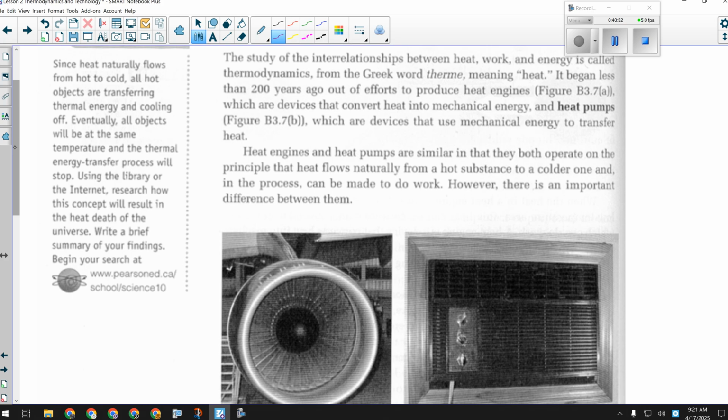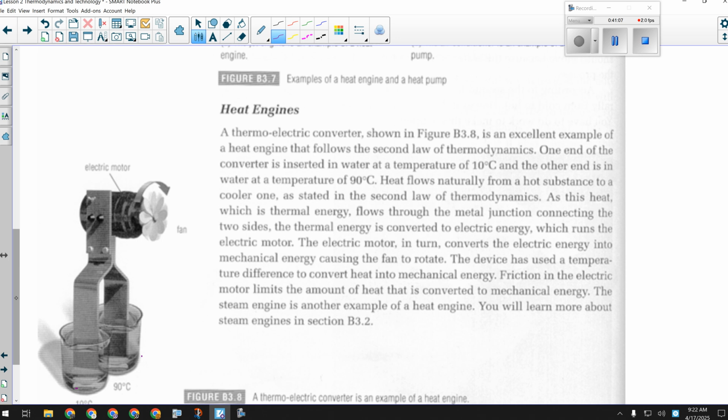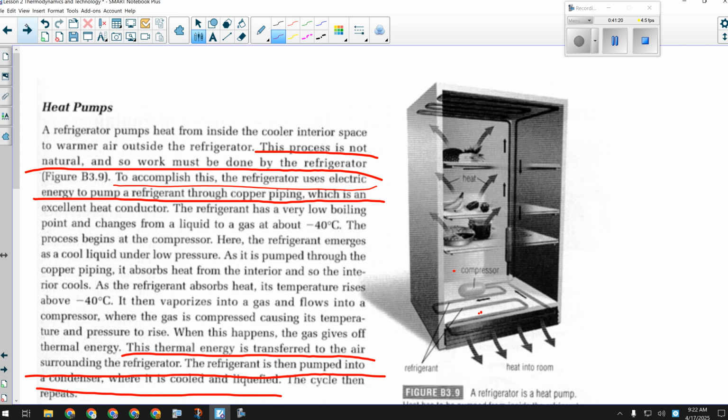Now, on the right is a pretty old school air conditioner. An air conditioner is a heat pump, just like your refrigerator is. So we'll talk about how a heat pump works here. The heat engine, we already talked about that. You can even do that with an electric motor and a cup of hot water and a cup of cold water. You can connect it and it'll actually spin a fan. But a heat pump works like this. A heat pump is the opposite.